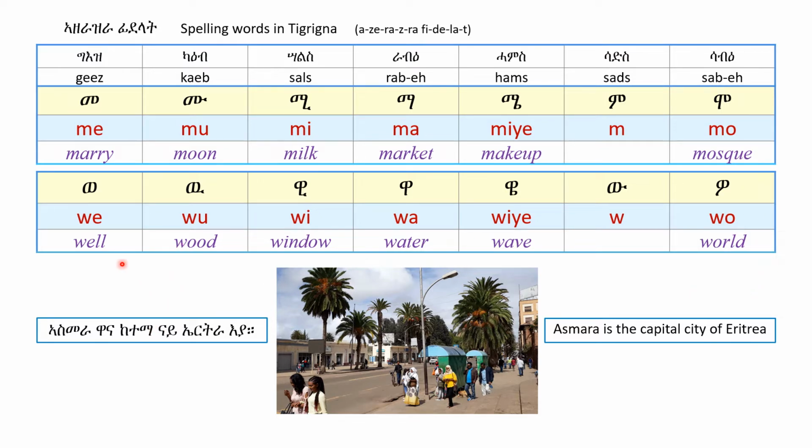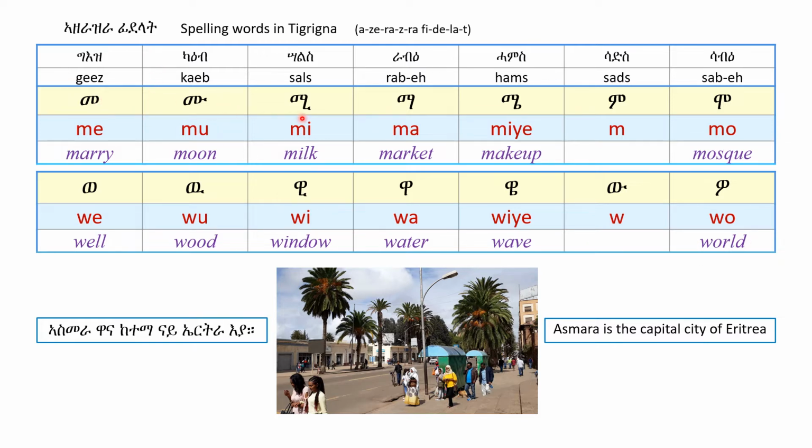Let us see the similarity of pronunciation with the English words. Me, like Mary, mu, like moon, mi, like milk, ma, like market, mie, like makeup, me, and mo, like mosque. We, like well, wu, like wood, we, like window, wa, like water, we, like wave, w, and wo like world.